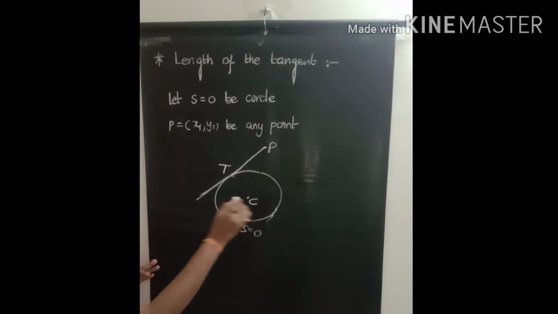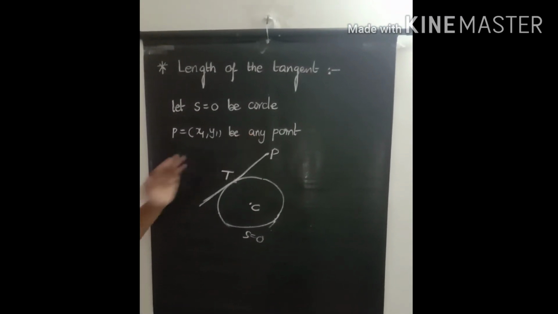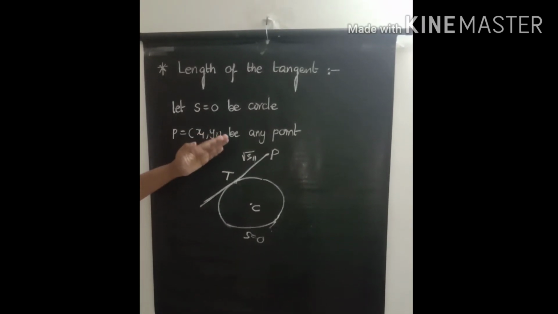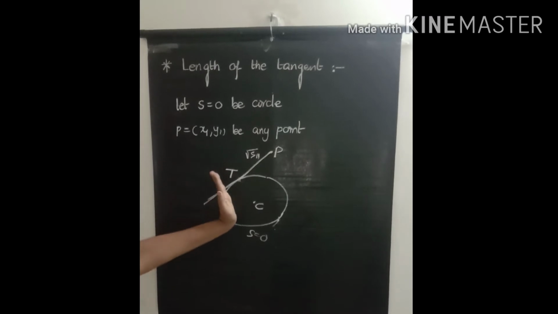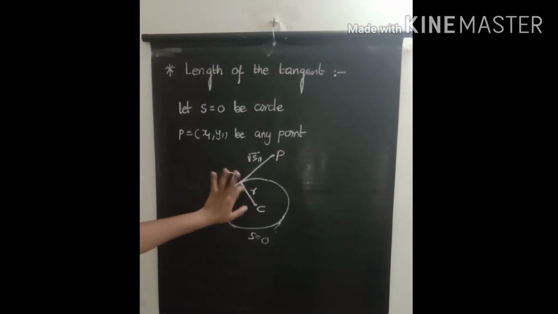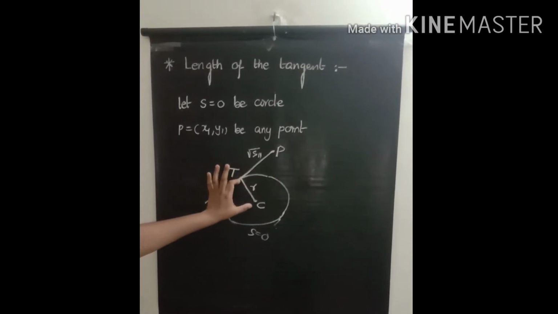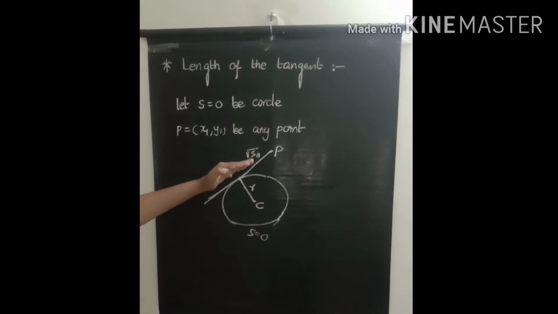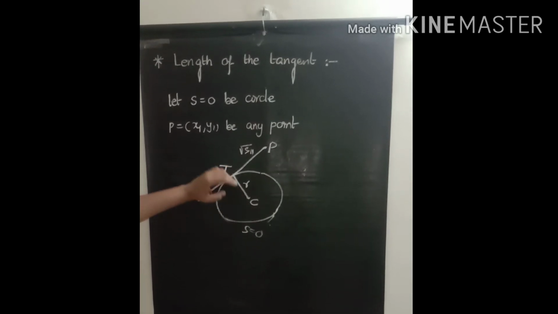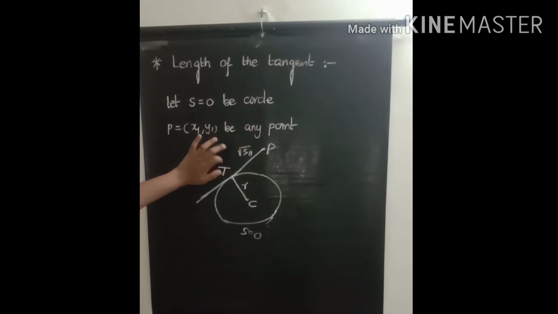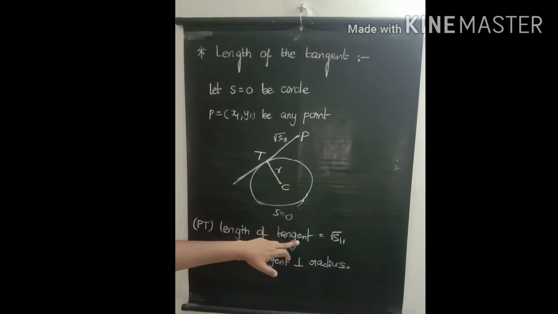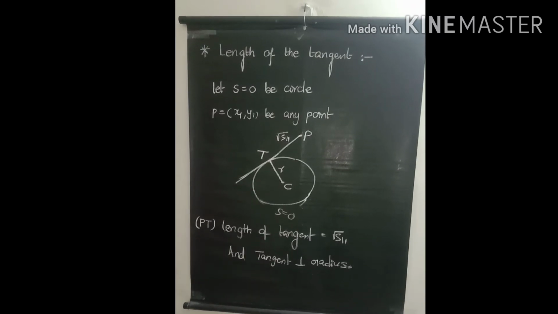Here C is the center. Now the length of the tangent PT is equal to root S11. Root S11 is the length of the tangent, and the tangent is always perpendicular to the radius which is drawn at the point of contact. So here first we draw one radius from the point of contact. So this is the radius. Now clearly these two lines are perpendicular to each other. That is, tangent is always perpendicular to the radius, and the length of the tangent is equal to root S11.